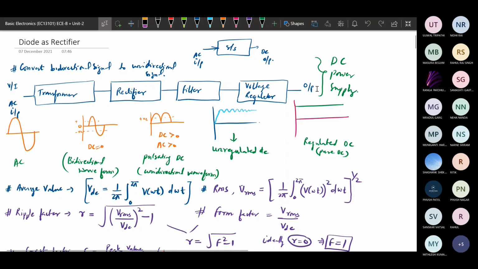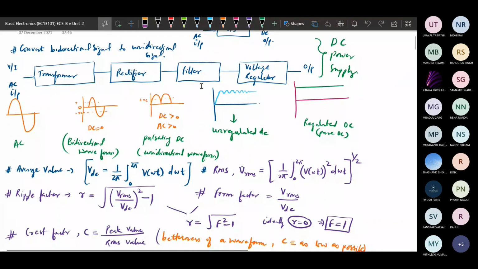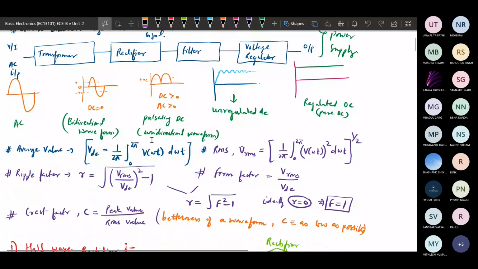So rectifier output we have seen, either it could be a half wave rectifier or a full wave rectifier. Once we have obtained the rectifier output, we will use some filter circuit to smoothen this half wave or full wave output. So we will use some filter circuits. We will see what basic circuits are used for filtering.